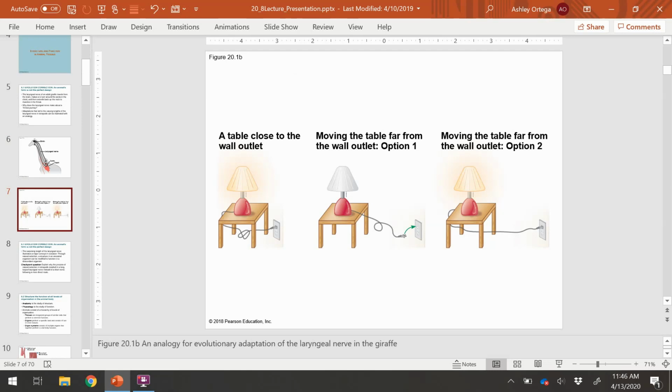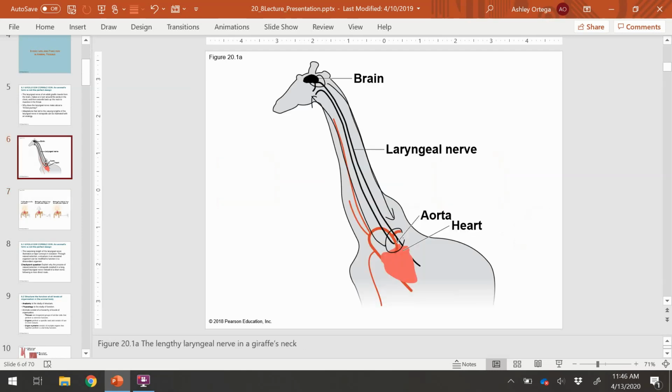But for a living organism, that would not allow for the organism to survive. And so that was not an option. And so the only other option is to make that cord longer. In terms of the giraffe, it just made that nerve cord longer. Instead of trying to reorient its position, it just extended it longer. So that way it could continue surviving and not try to unplug the cord, so to speak. And so that's what you see here.